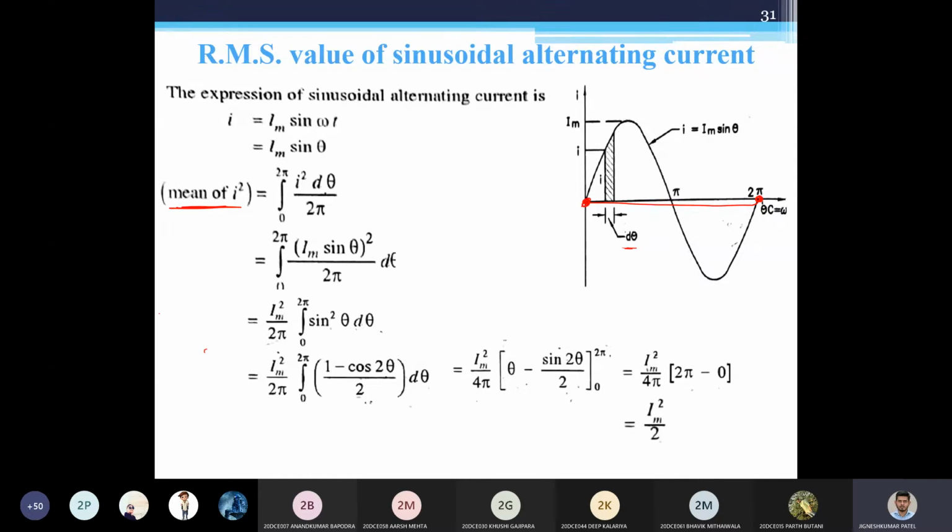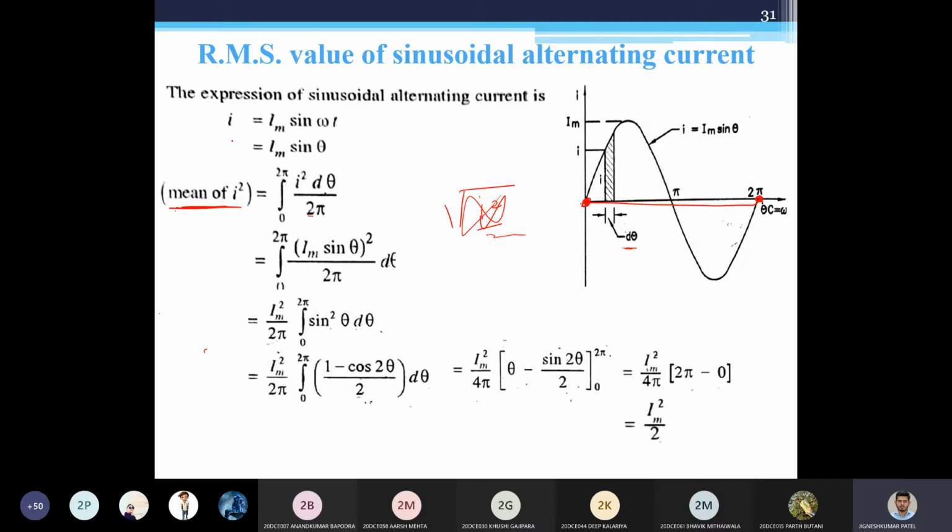But here that's not the case, because we are finding the mean square, the mean of I square, or rather the square root of the mean of I square. That's why this won't matter, and we'll consider the full cycle. So first I'm finding just the mean of I square, then I will take the square root part. So the mean of I square is the integral of I square d theta divided by 2 pi.